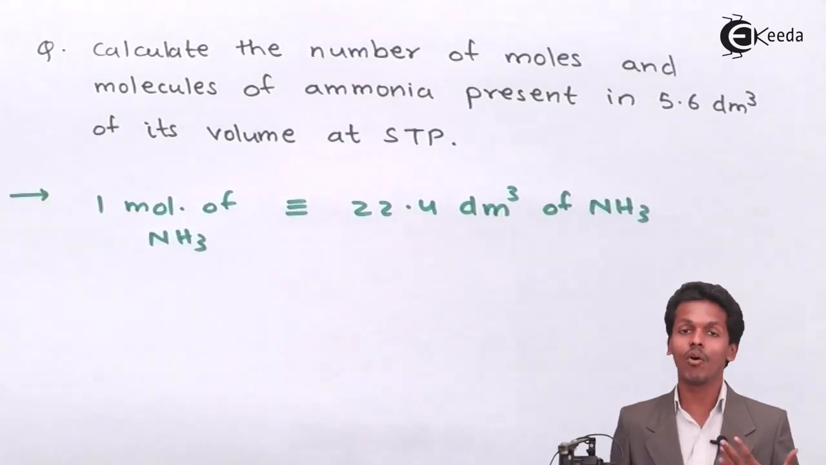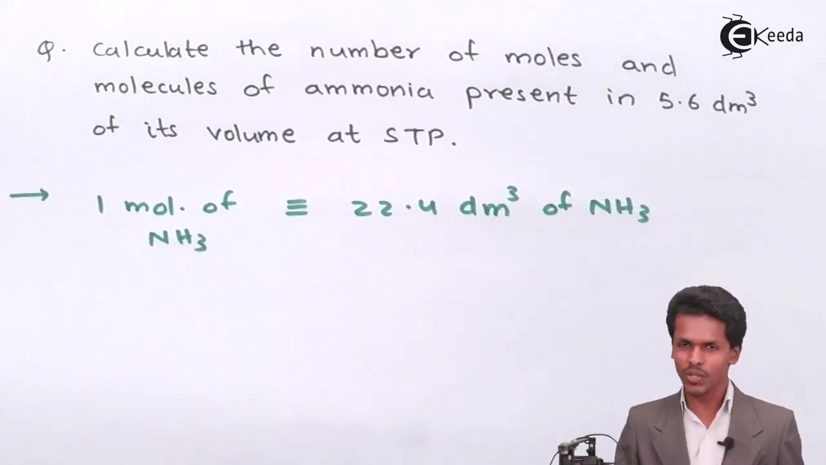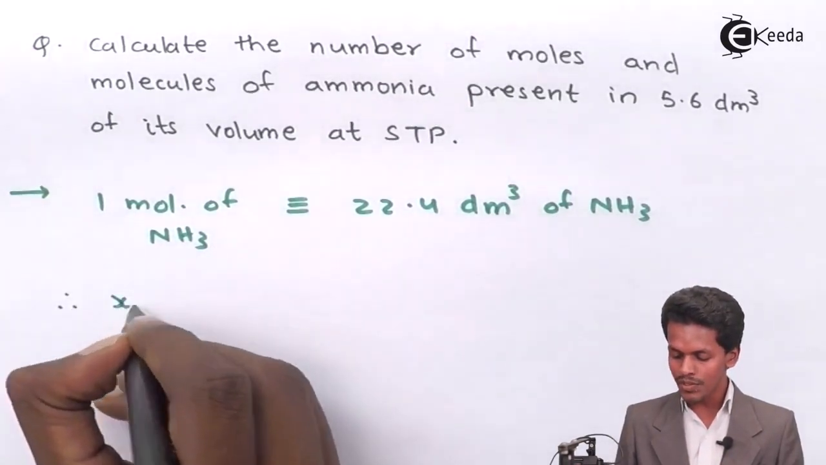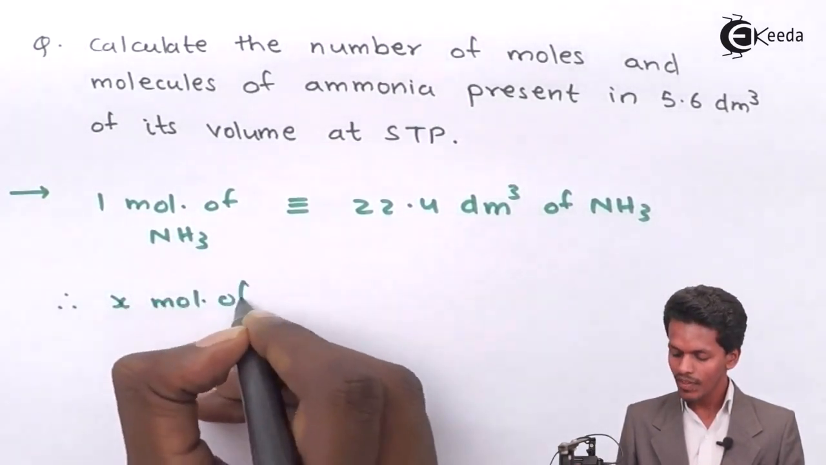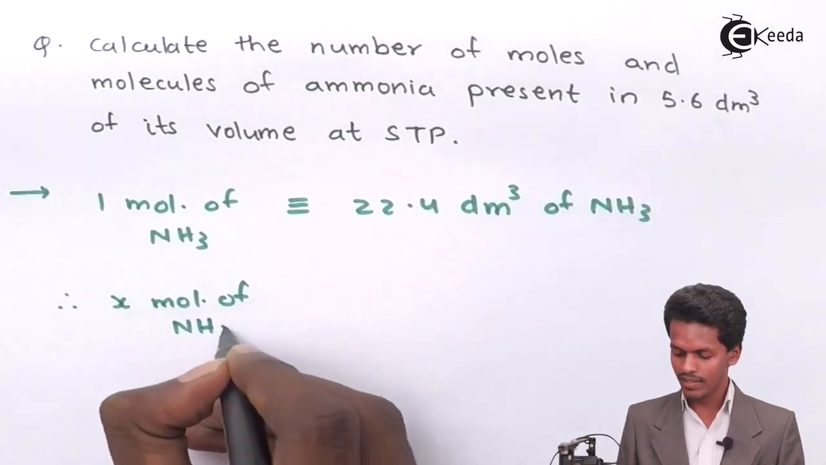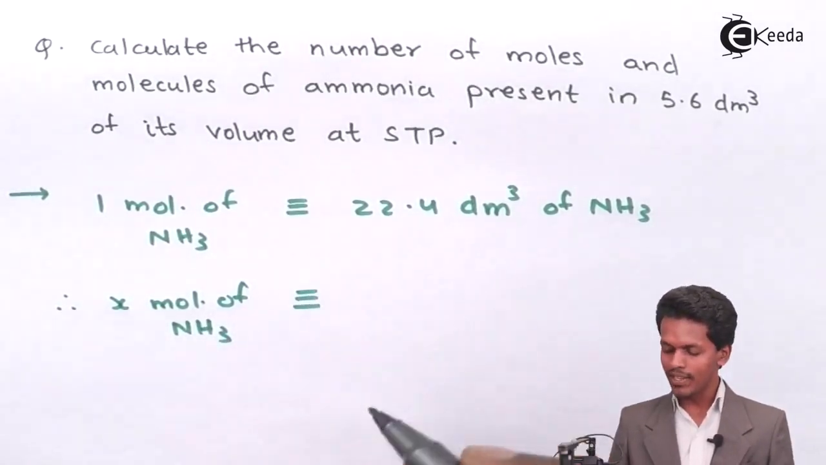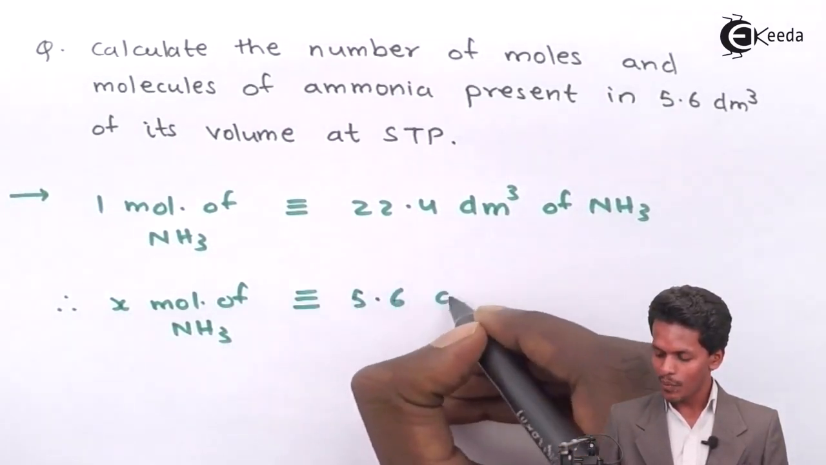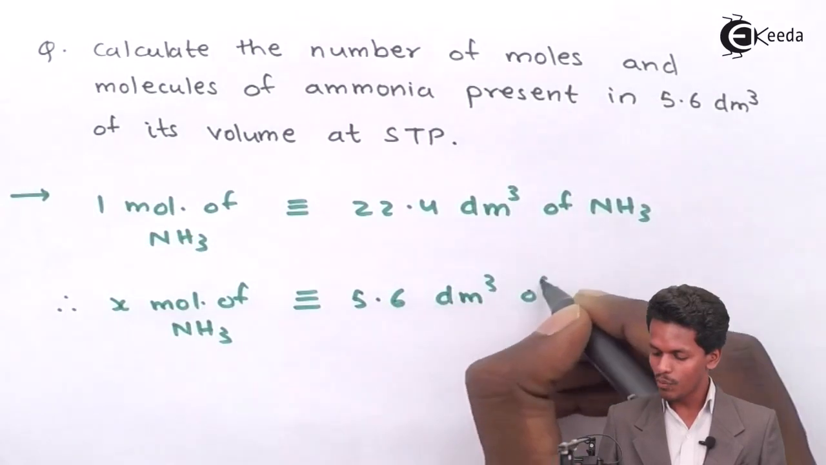moles? It will have x number of moles, suppose I am considering that. So therefore x moles of ammonia is occupying 5.6 dm cube, which they have provided to us, of ammonia.